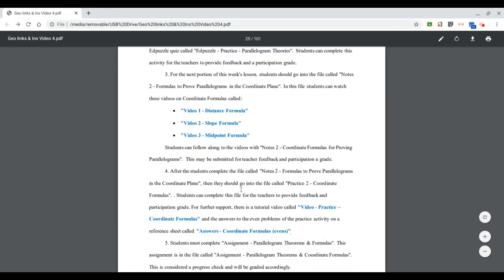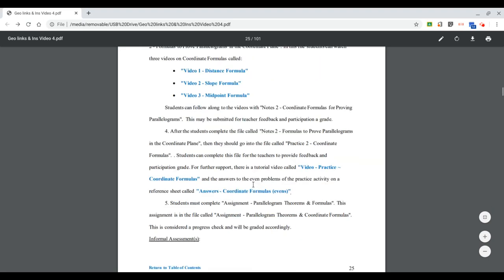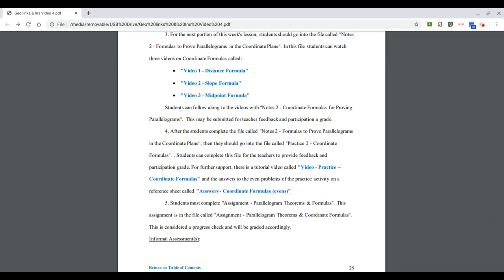Students can follow along with these videos with the notes, and they can submit the notes for feedback and participation grade. After the students have completed Notes 2 and completed Practice 2, they can complete the file for feedback and participation. For further support, there is a tutorial video called Practicing Coordinate Formulas. And here, this is the video for the practice.